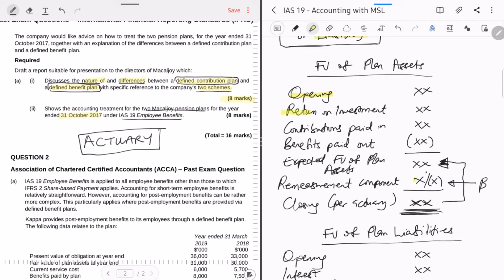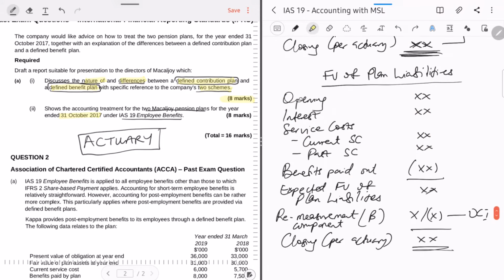Then a return on investment is applied, which is a rate of interest on this opening figure here. Then you add any contributions paid into the fund. You deduct any benefits you paid out to employees. That gives you the expected fair value. Compare it to what the actuary said it should be. Then you get a remeasurement component, right? It's very intuitive, very straightforward.